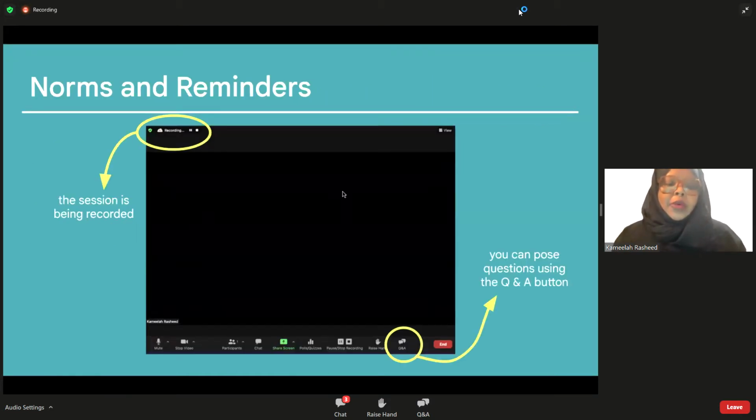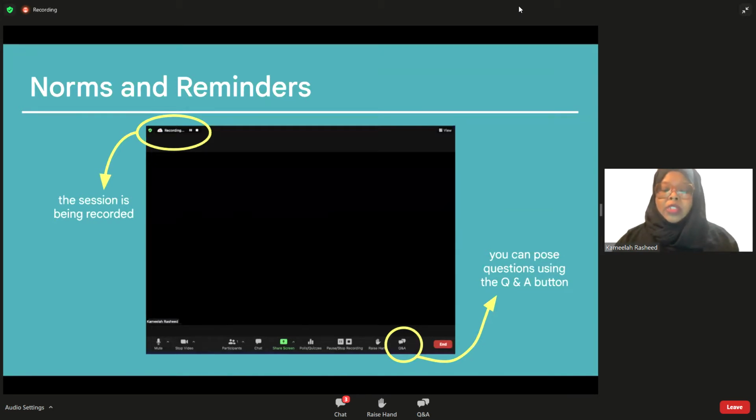So just some quick norms and reminders. The session is being recorded. We want to make sure that folks who are unable to make it this evening have the opportunity to see the session. This is one of several sessions that we'll have. We're going to have another one on February 7th, and then I'm just going to schedule several other Q&A opportunities for whoever wants to have a Q&A.